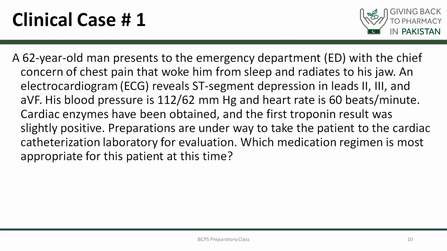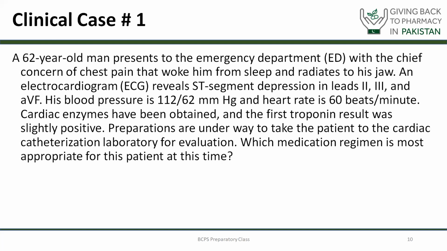So there is a case about this. A 62-year-old man presents to the emergency department with the chief concern of chest pain that woke him from sleep and radiates to his jaw. An electrocardiogram (ECG) revealed ST segment depression in leads II, III, and aVF. His blood pressure is 112/62 millimeters of mercury, and heart rate is 60 beats per minute. Cardiac enzymes were obtained, and the first troponin result was slightly positive.